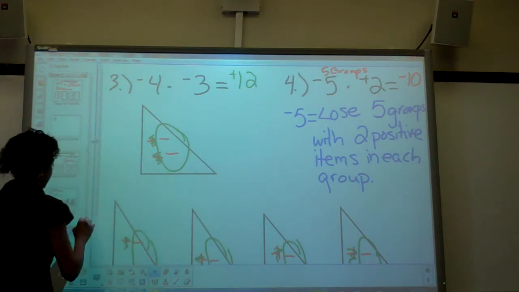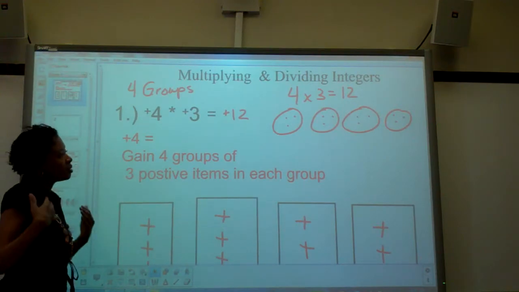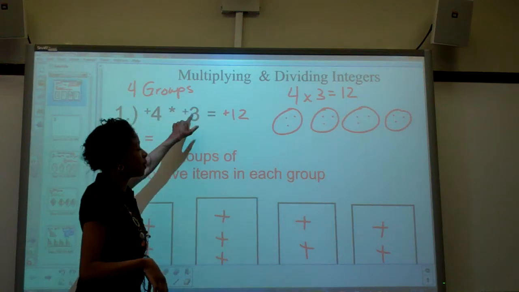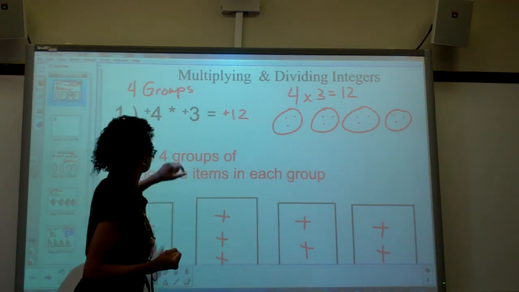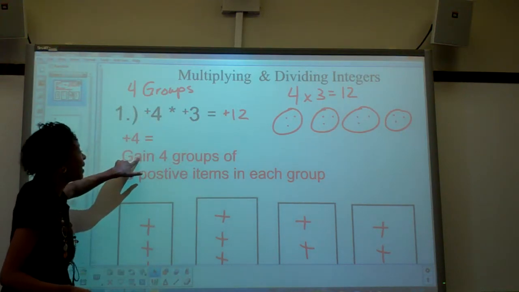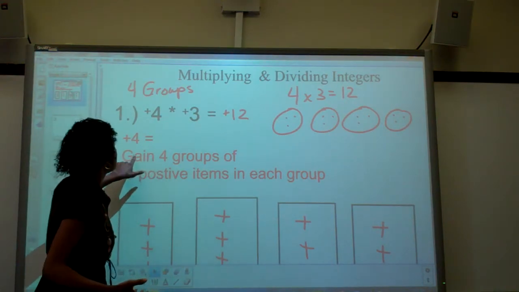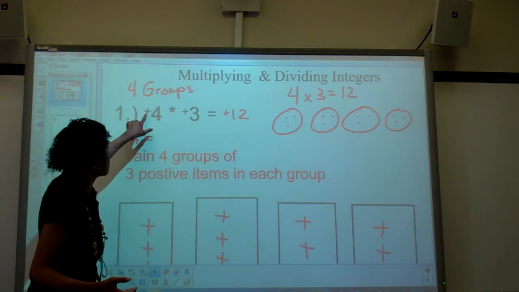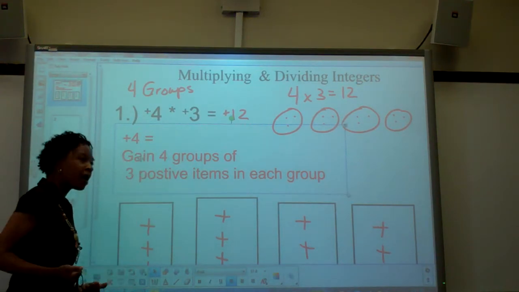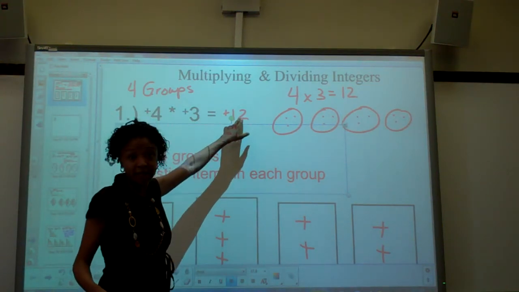All right? Here's a quick explanation of what this means. Most people can remember it like this. +4 times +3. It means you're going to get positivity. Positive times positive is positive. You're gaining positive people. So if you think about it in terms of friends, +4 means gain. What are you gaining? Positivity. You're getting positivity. That means you're going to be more positive. That's why positive times positive is positive.